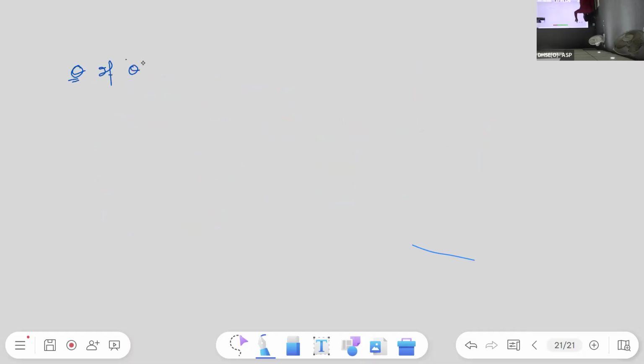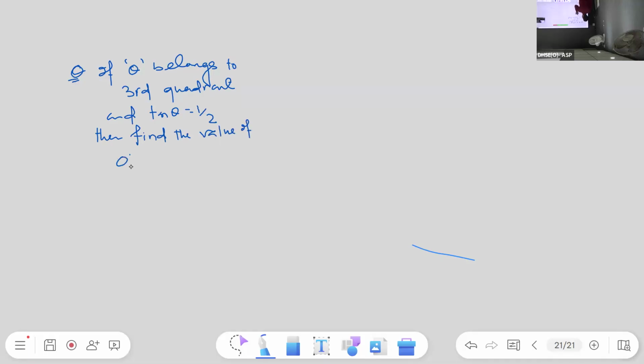If theta belongs to third quadrant and tan theta is equal to 1/2, then find the value of other trigonometric ratios. Try to solve this.